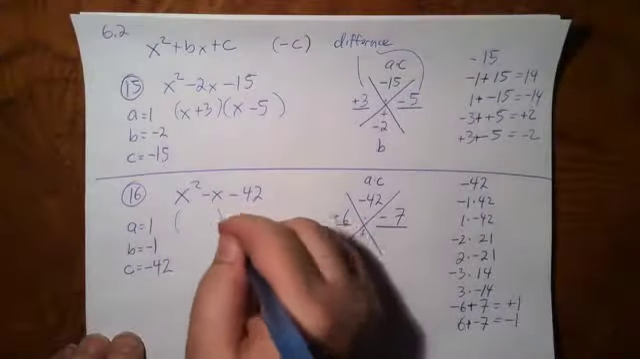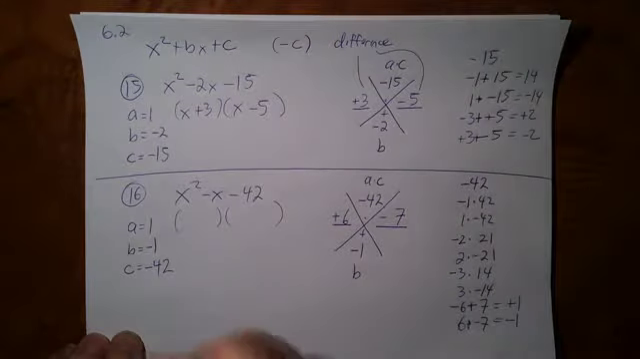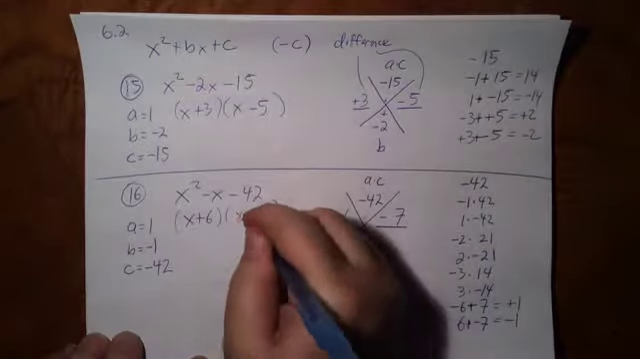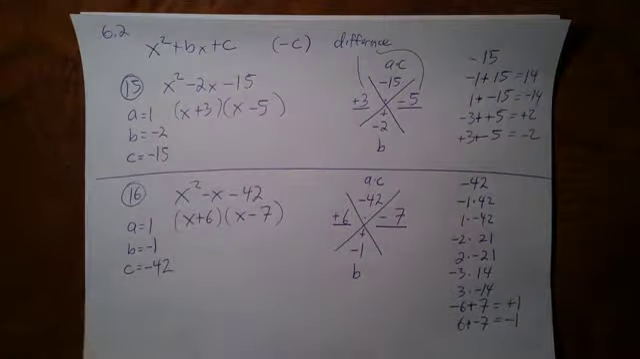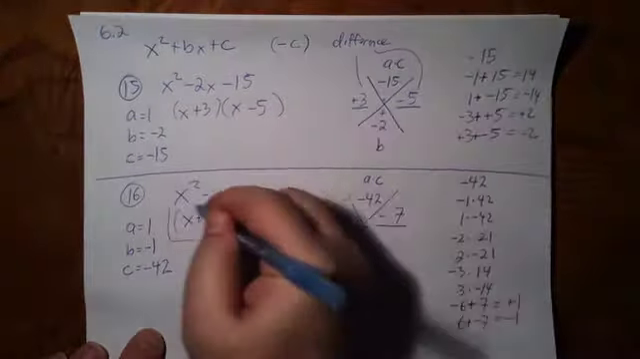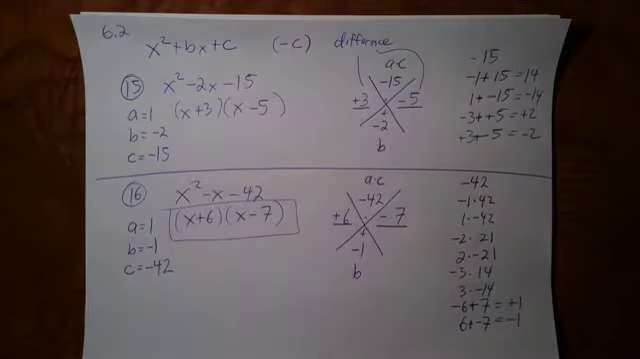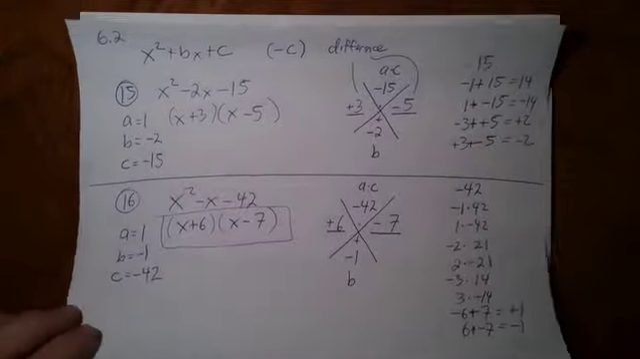And we're going to go ahead and put those as our two binomial factors here, to write this as x plus 6 and x minus 7. So now we have our pair of binomial factors for x squared minus x minus 42. We're going to take a look at a few other problems to reinforce this skill.